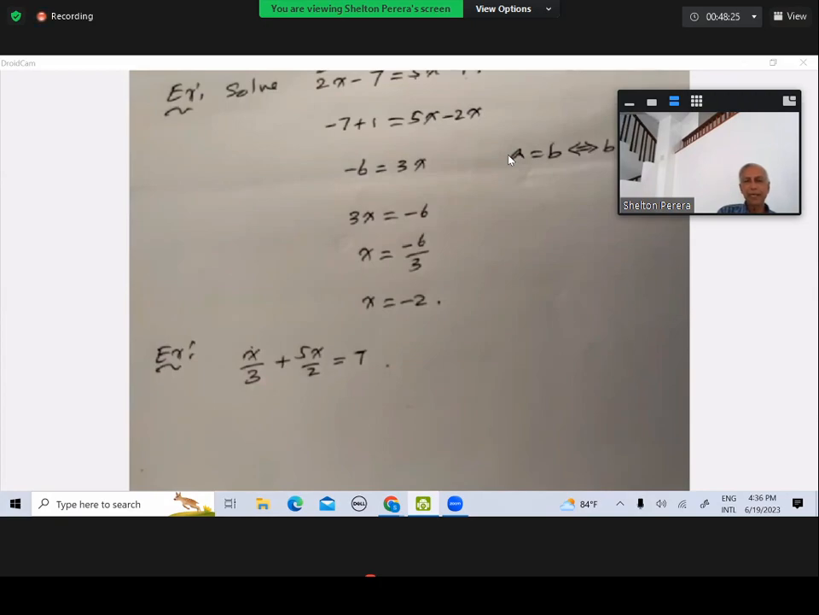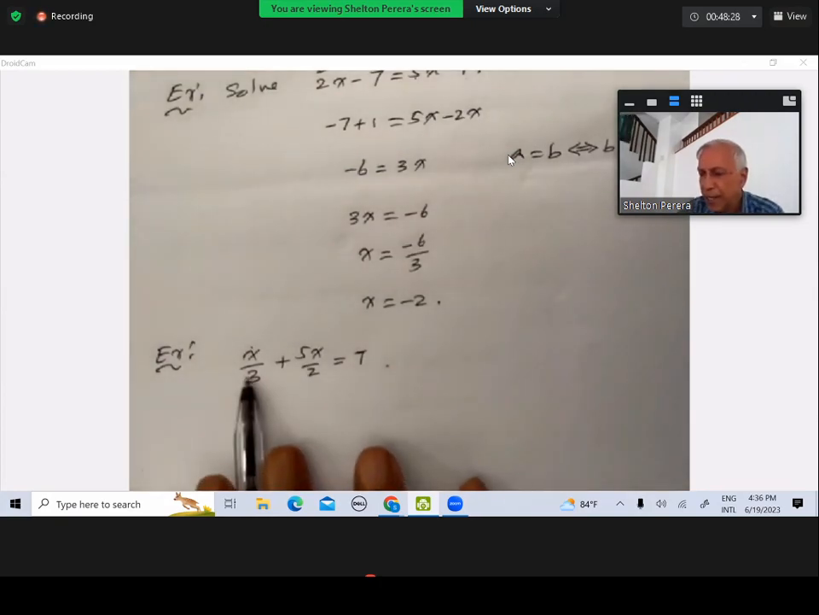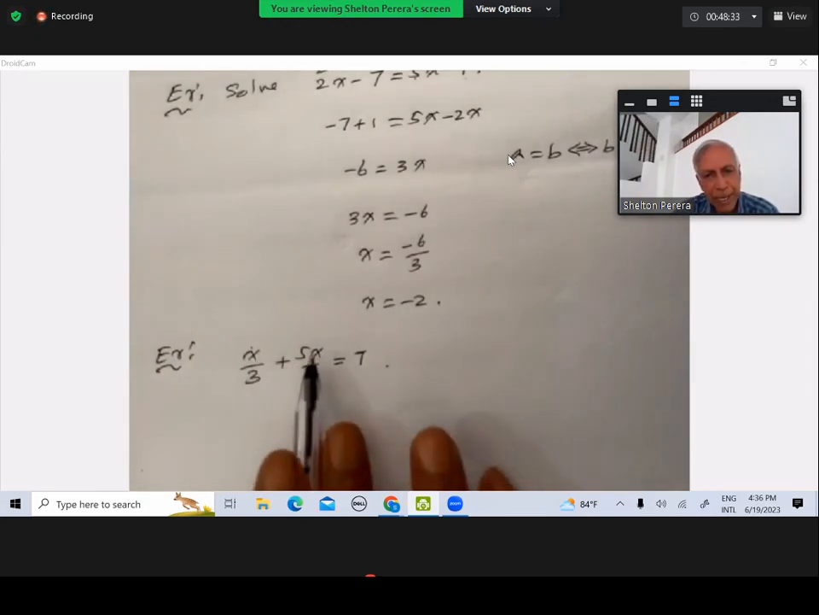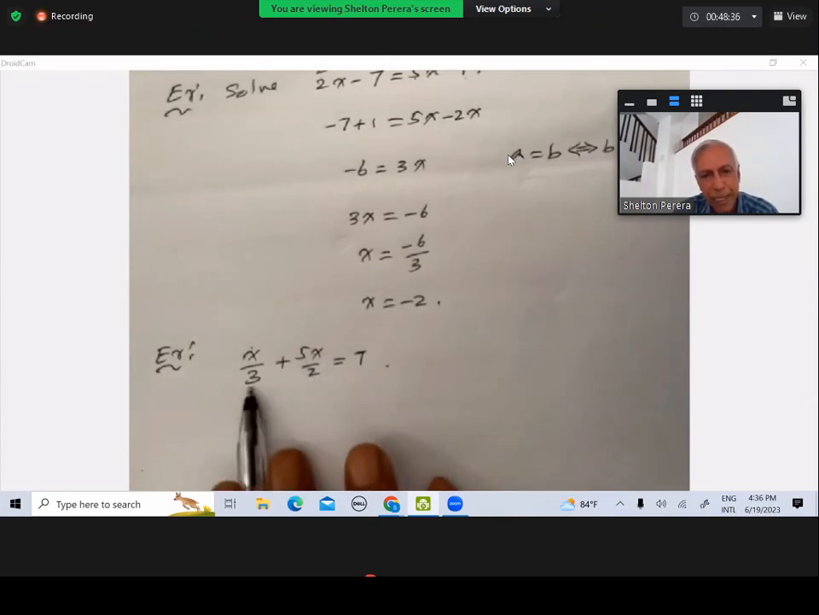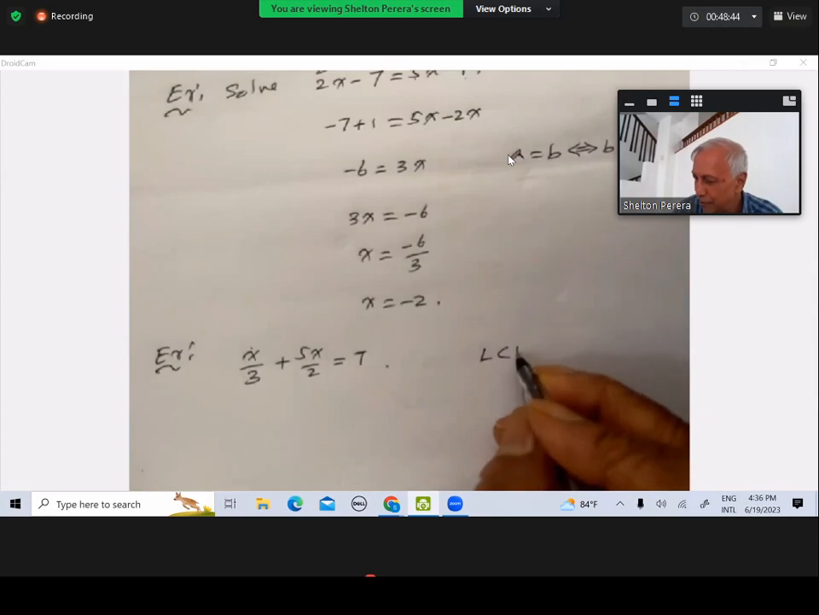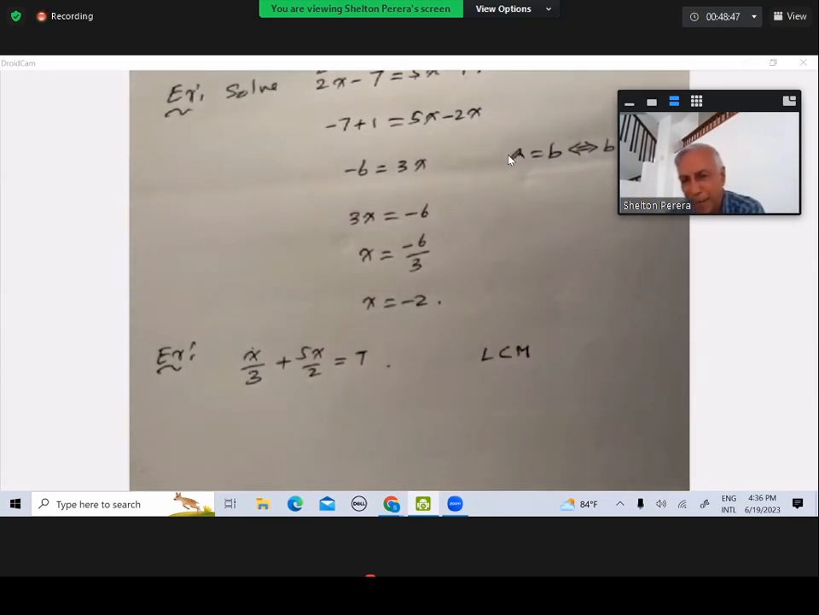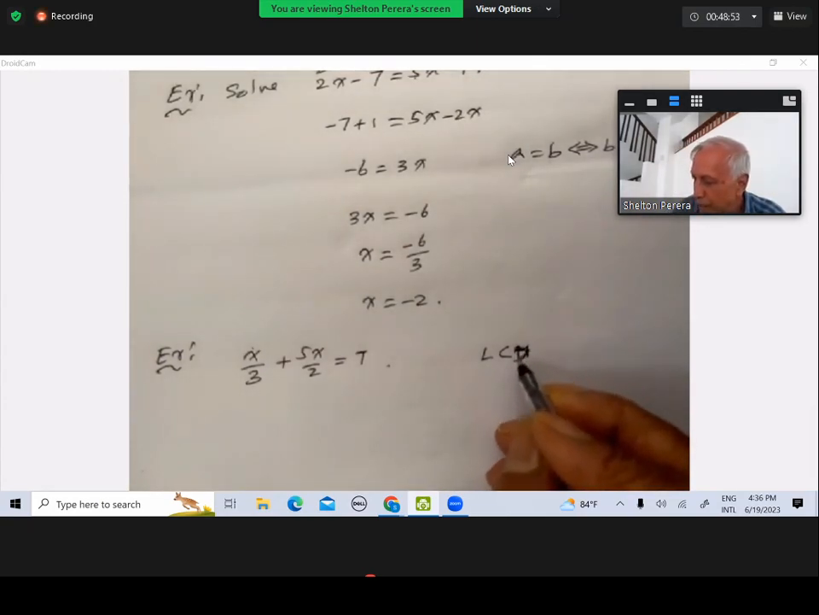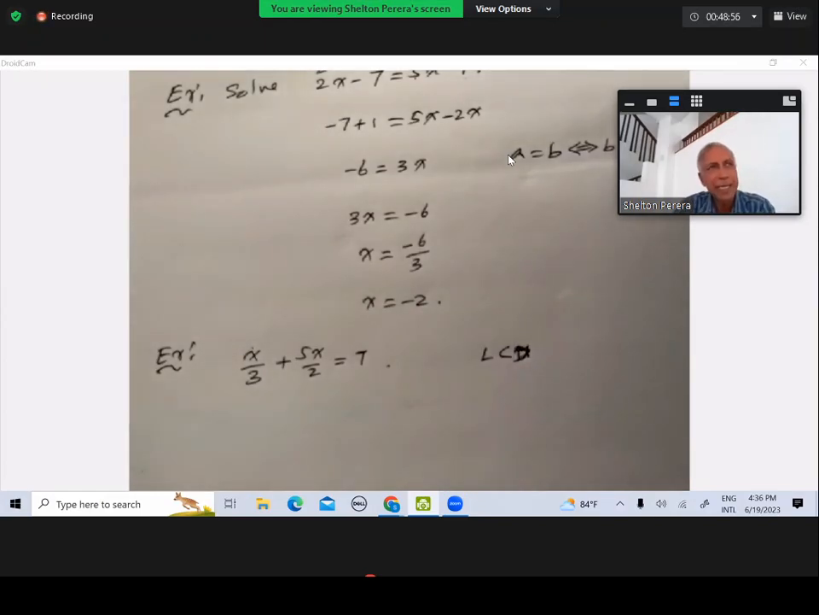Fractions are involved, so the best approach is to clear the denominators. Here 3 is in the denominator, and for this term 2 is in the denominator. The least common denominator, we call it LCD. LCM is the least common multiple. When we consider those in denominators, we call it the least common denominator.